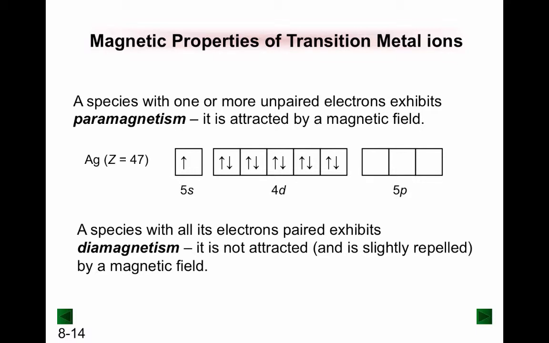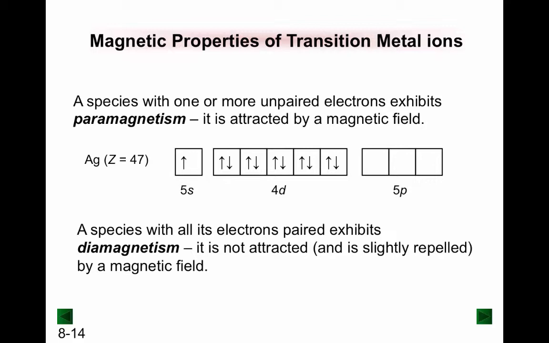Let's look at the magnetic properties of transition metals. Remember that the electron spin generates a tiny magnetic field that causes a beam of hydrogen atoms to split in an external magnetic field. Only atoms, ions, or molecules that have one or more unpaired electrons in their electron configuration are affected by an external magnetic field.